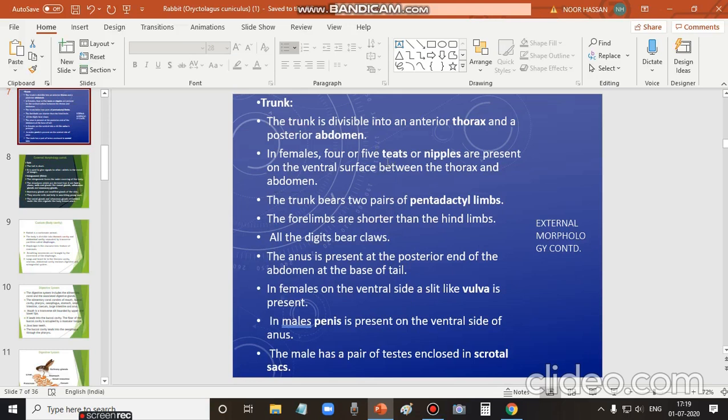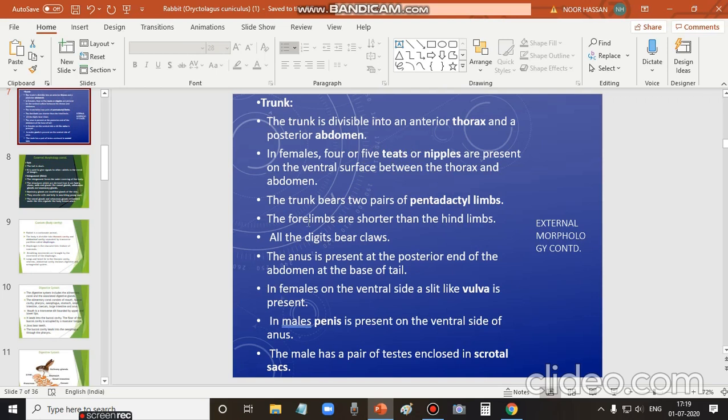We are discussing the trunk of a rabbit. A trunk is divisible into an anterior thorax and a posterior abdomen. In females, 4 or 5 teats or nipples are present on the ventral surface between the thorax and abdomen, and the purpose of these is to feed the young ones.